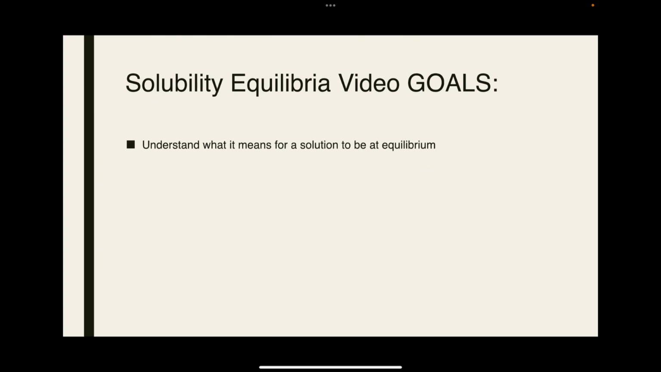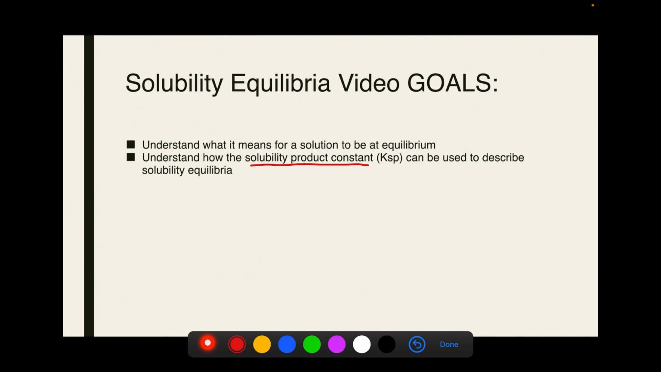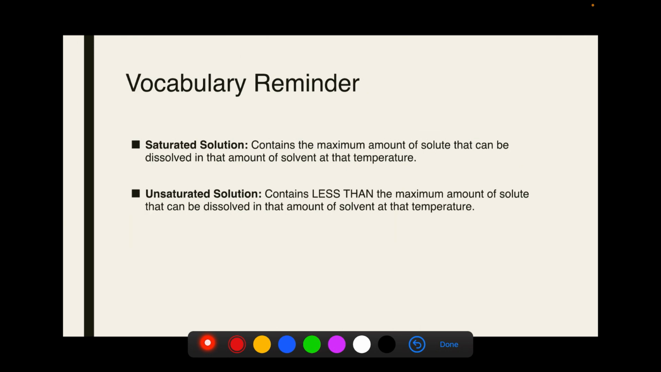By the end of this video, you should understand what it means for a solution to be at equilibrium. You should understand how the solubility product constant, or KSP, can be used to describe the solubility equilibria. And you should be able to calculate KSP from solubility info and go the other direction, calculate solubility from the KSP value. Before we dive in, let's just refresh our memory on some important vocabulary.